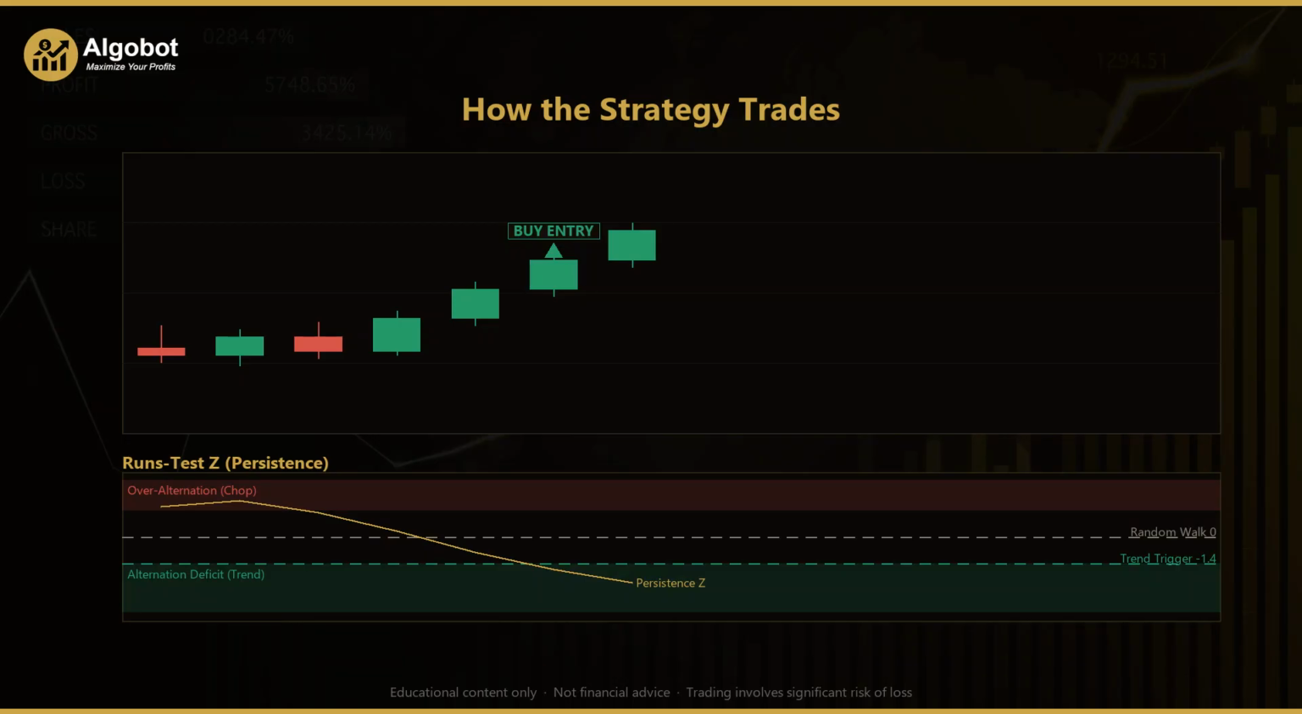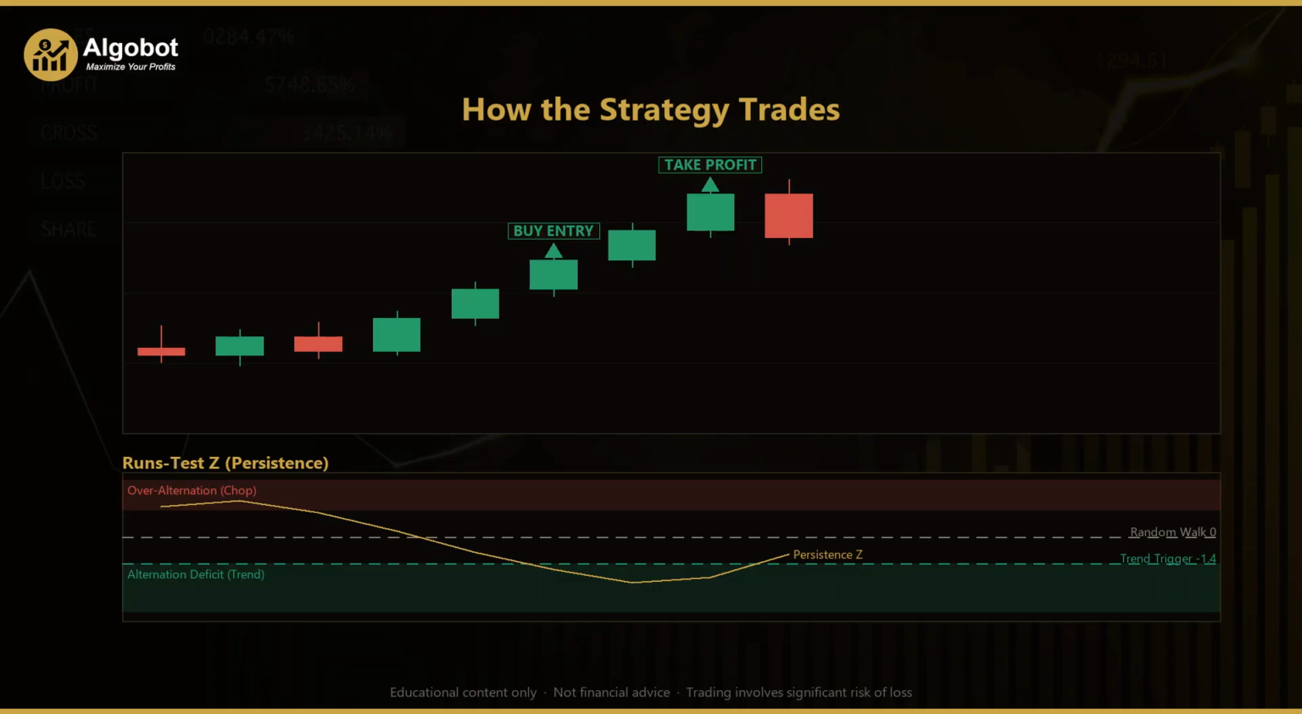By the fifth candle, the score crosses below the negative 1.4 trigger line. This is the alternation deficit the strategy is built to detect. At the same moment, the cumulative drift across the window is clearly positive, and the most recent bar is an up bar, so momentum agrees with the drift. All the conditions line up, and the buy entry marker appears. Notice the EA isn't buying at the very bottom. It's joining an established uptrend mid-move, only once the persistence is statistically confirmed.